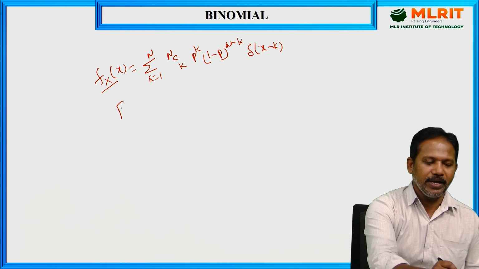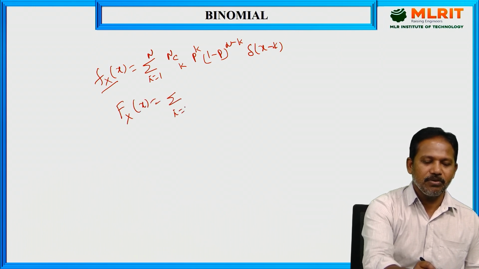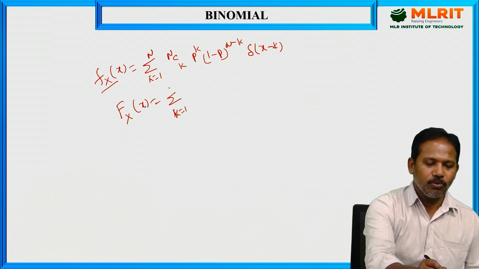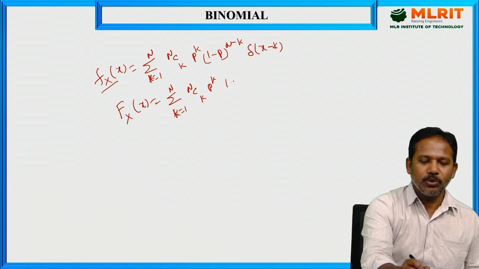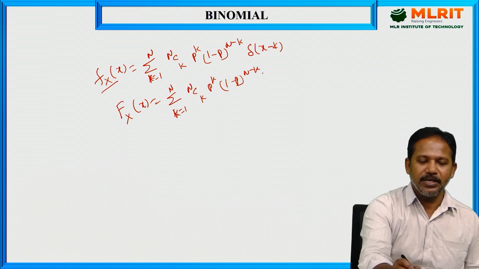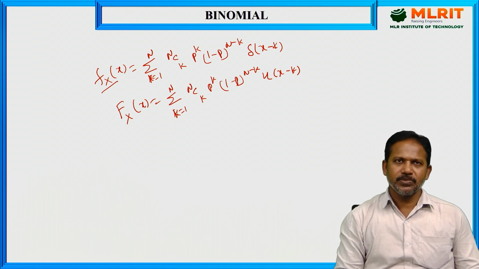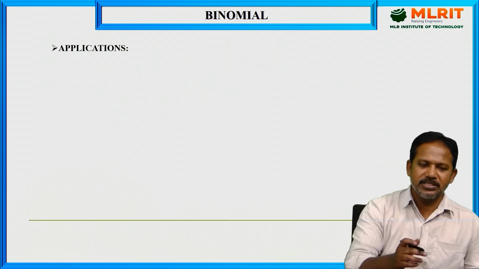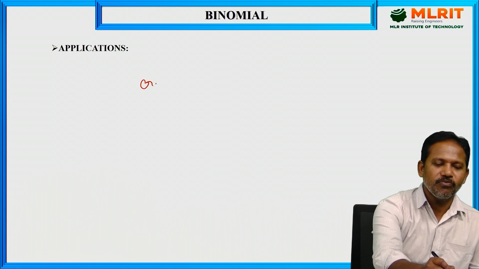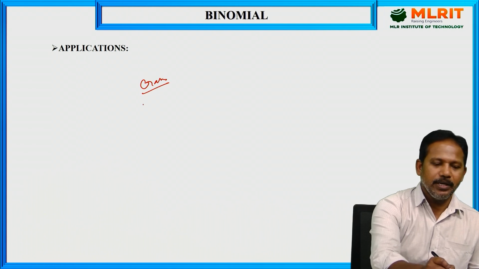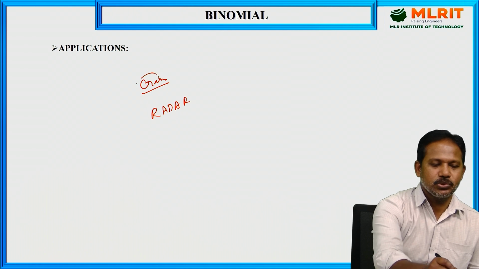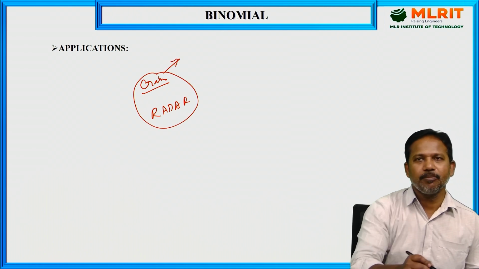Now I need to find the distribution function. F_X of x is equal to summation of k equal to 1 to n nCk p power k into (1 minus p) whole power n minus k into u of (x minus k). So this is my binomial function. So what are the applications for binomial? Generally, binomial is used for gaming purposes, and it is also used for radar and sonar purposes. These two are the general applications for binomial.